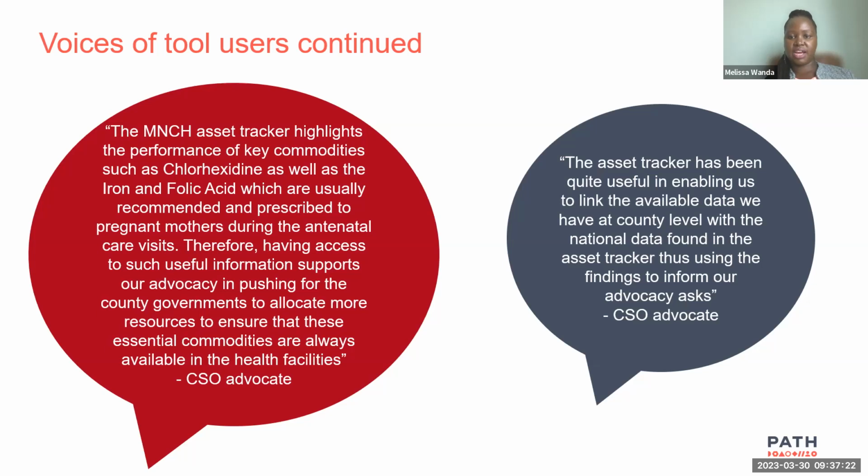The MNCH asset tracker has been quite useful in enabling us to link the available data we have at county level. And I think I'd mentioned this. And just comparing with what we have in the tracker, and helping the advocates to formulate the advocacy asks for the specific target decision makers that they're working on, especially for asks around efficiency, resources, availability of the different assets, and also just accountability in general. Next slide, please.